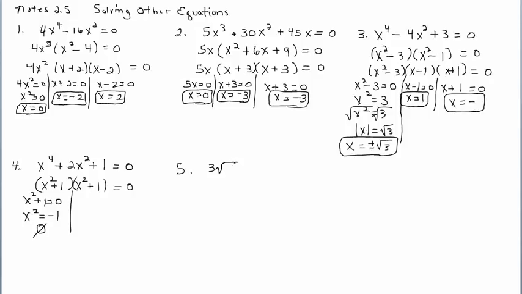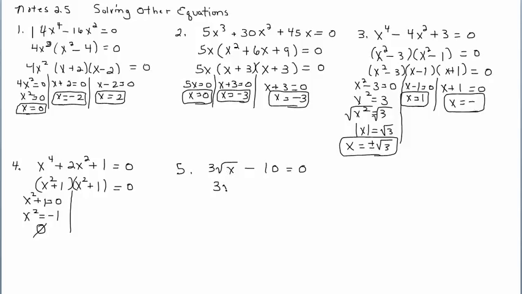Okay, we're going to change it up a little bit. Notice in this equation we have a square root, a radical. The technique for solving these types of problems is to isolate the square root and then square both sides.